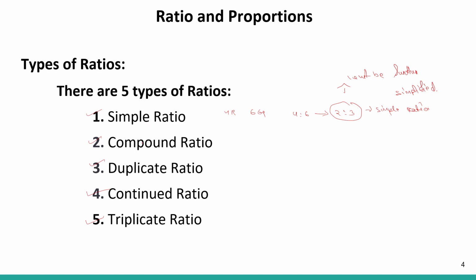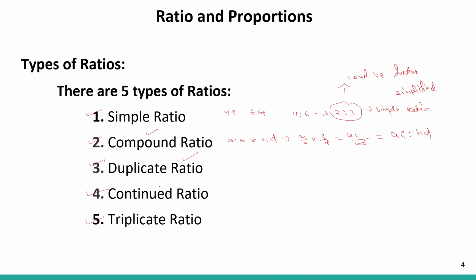We also saw what compound ratio was. Compound ratio was nothing but two kinds of ratios multiplied together. If you have A is to B and C is to D, what you do is A by B into C by D, that is equal to AC by BD, that is AC is to BD.